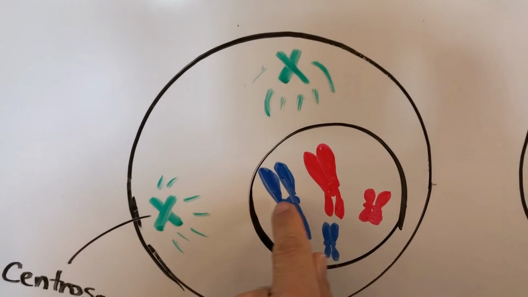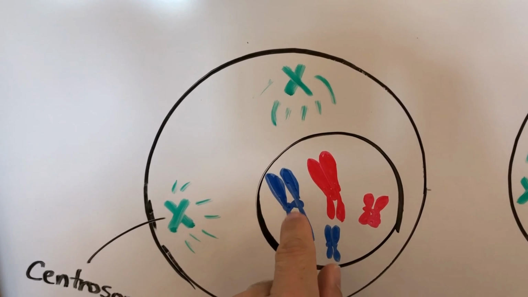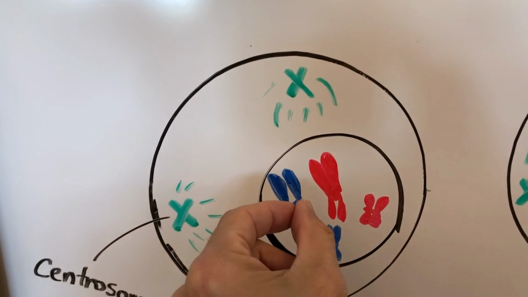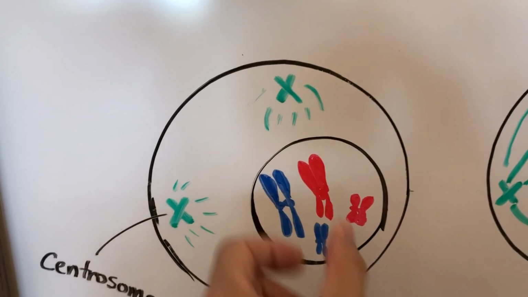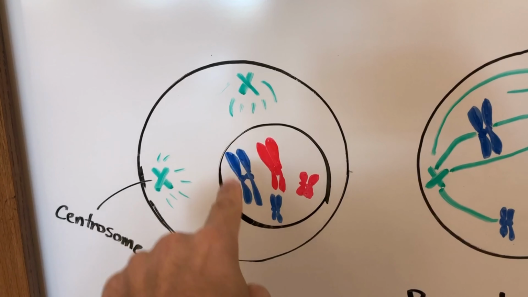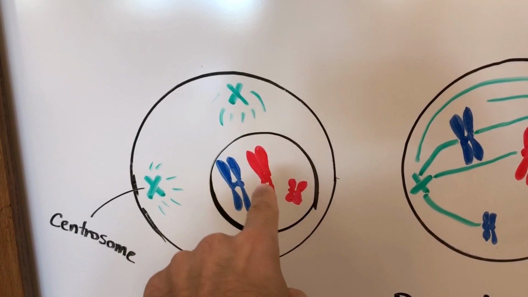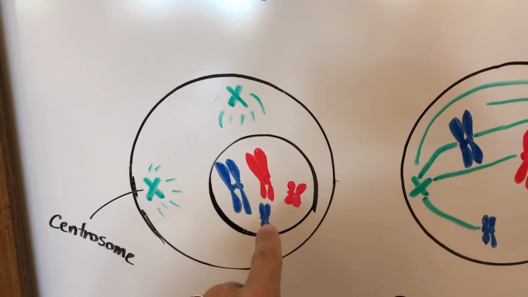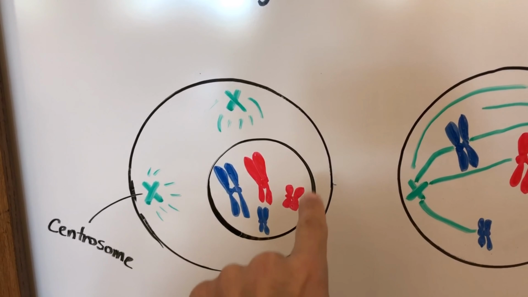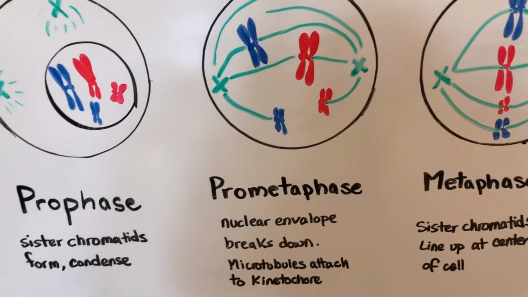And the reason the two sisters are connected to one another at the centromere is because cohesin proteins are holding them together as a pair. Okay, so you have, for example, both of dad's chromosome 1, both of mom's chromosome 1 as a pair, both of dad's chromosome 2, and both of mom's chromosome 2. Now you're ready for prometaphase.